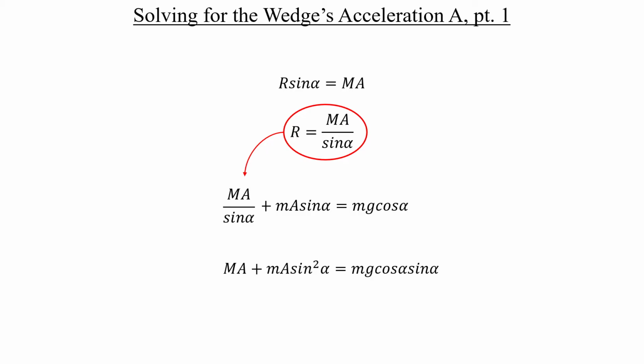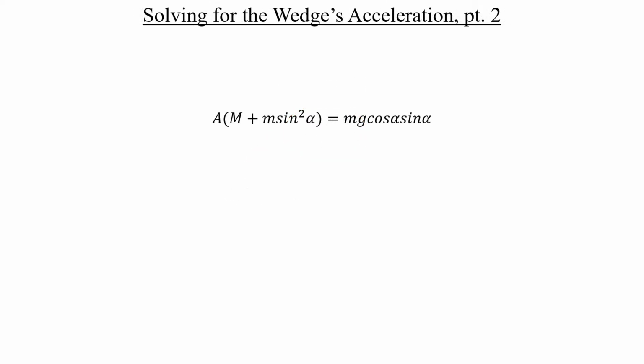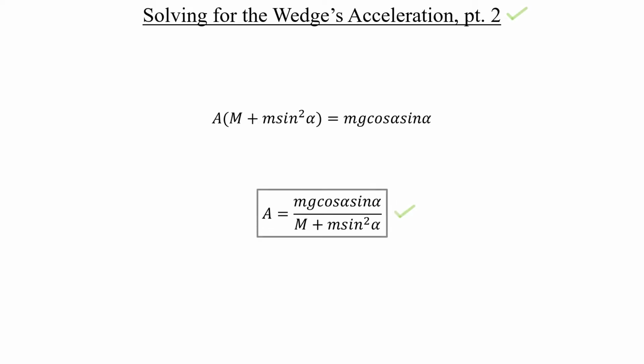Now we're safe to factor out capital A on the left and divide both sides by what's in the parentheses on the left, like this. So now this is our expression for the wedge's acceleration, which acts to the left. To finish up part A, we need the components of the block's acceleration. Let's get the magnitude of that vector first, since we can't break it down into components without knowing what it is.